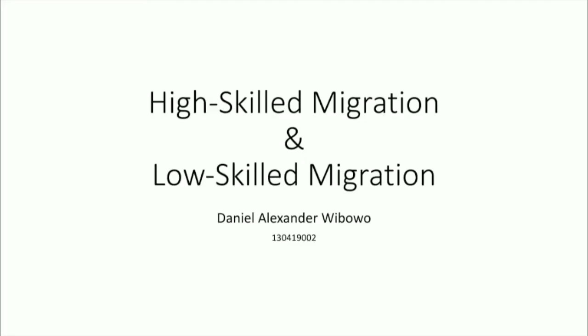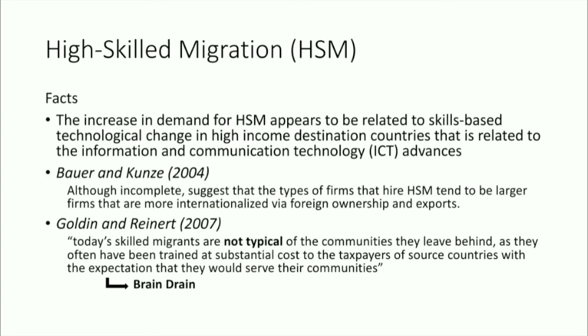Hello, I'm Daniel, and I'm going to be explaining high skilled migration and low skilled migration in this migration chapter. So, the first thing we're going to talk about is high skilled migration, or HSM. There are facts about this. The first one is that the increase in demand for HSM appears to be related to skill based technological change in high income destination countries, that is related to information and communication technology, or ICT, advances.